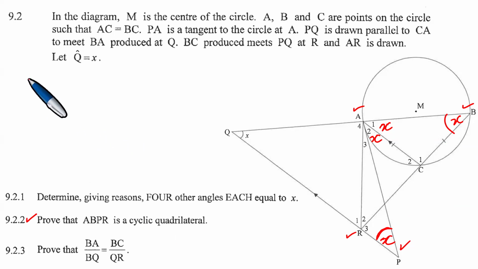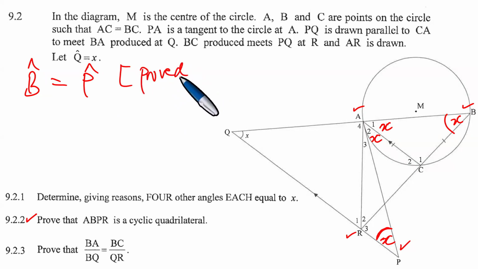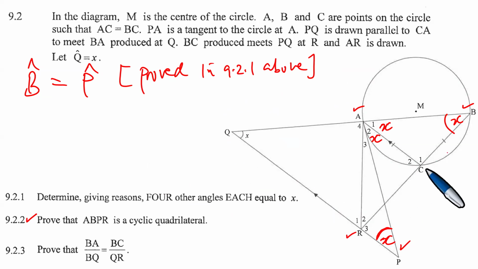And we're able to see that the angle B is equal to the angle P. Why is the angle B equal to the angle P? You say it has been proved. Right, it has been proved in 9.2.1 above. We're able to establish that the angle B equals the angle P. And therefore, because the angle B equals the angle P, this one is X and that is also X. That's why they're equal to each other.